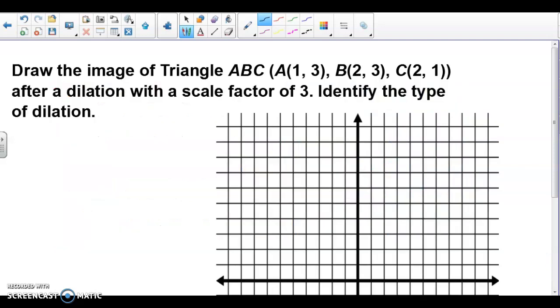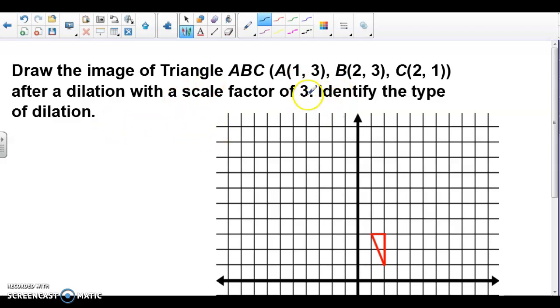So let's look at an example of this. I'm going to go ahead and graph this original triangle. It says draw the image of triangle ABC after a dilation with a scale factor of 3, and identify the type of dilation. So I'm going to draw the original first. Alright, so here's the original, and now it says draw the image after a dilation with a scale factor of 3.